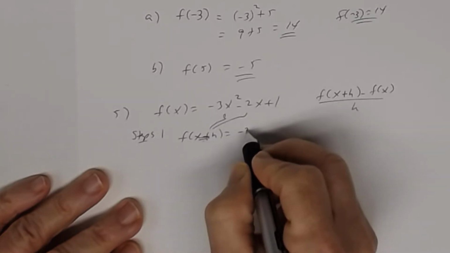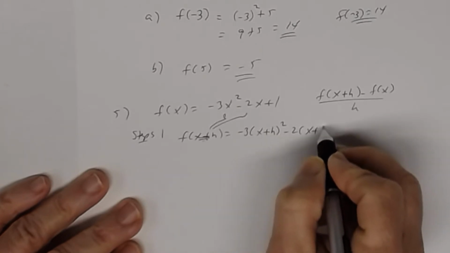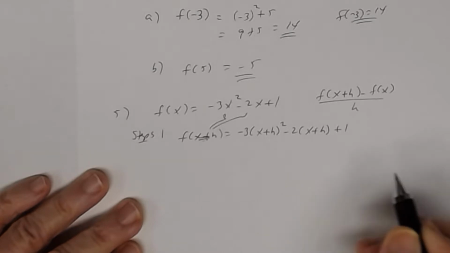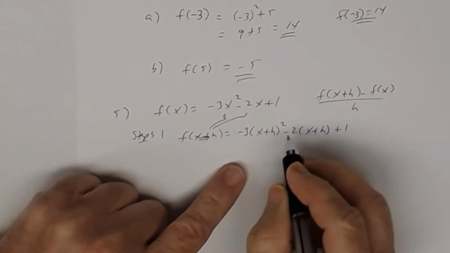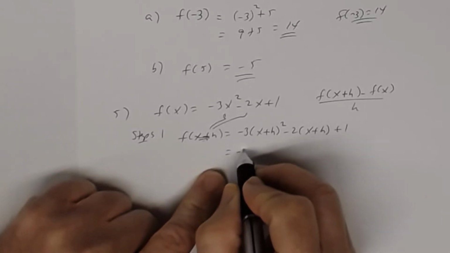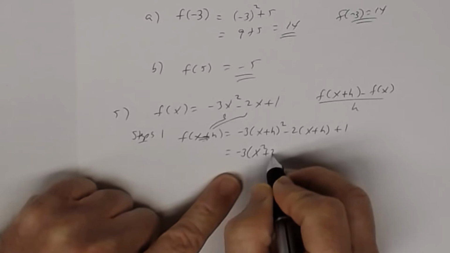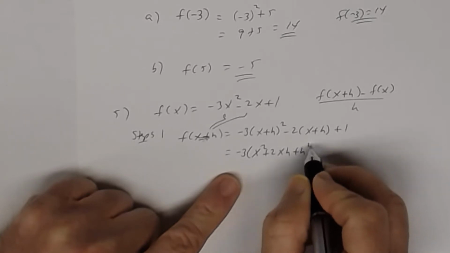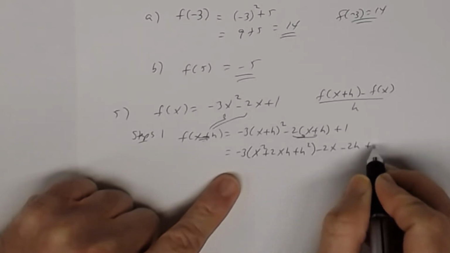And so I get negative 3 times (x plus h) squared minus 2 times (x plus h), and then plus 1. All right, now we got to square this x plus h. We got to square that binomial. When I do that, I get negative 3 times, and then when I square that binomial, I get x squared plus 2xh plus h squared. And then distributing here, I get minus 2x minus 2h plus 1.